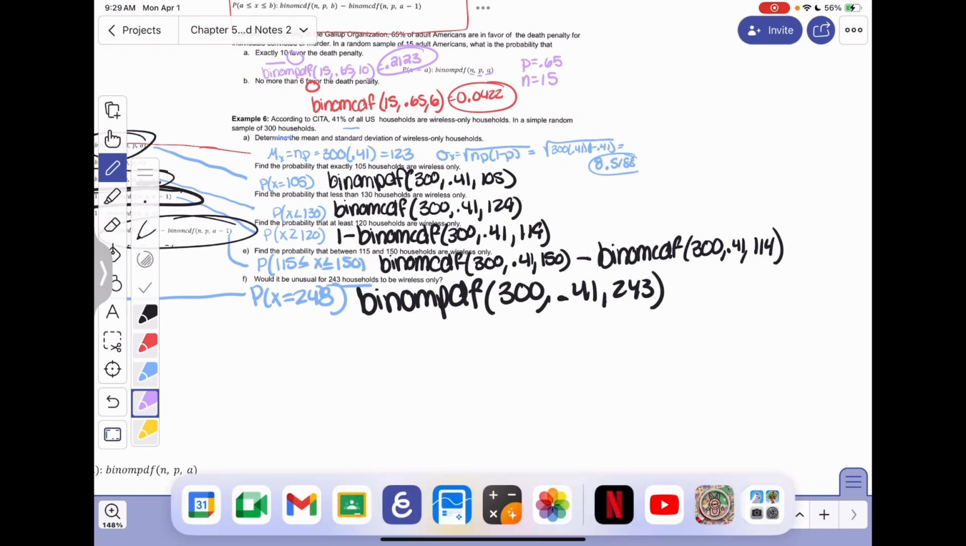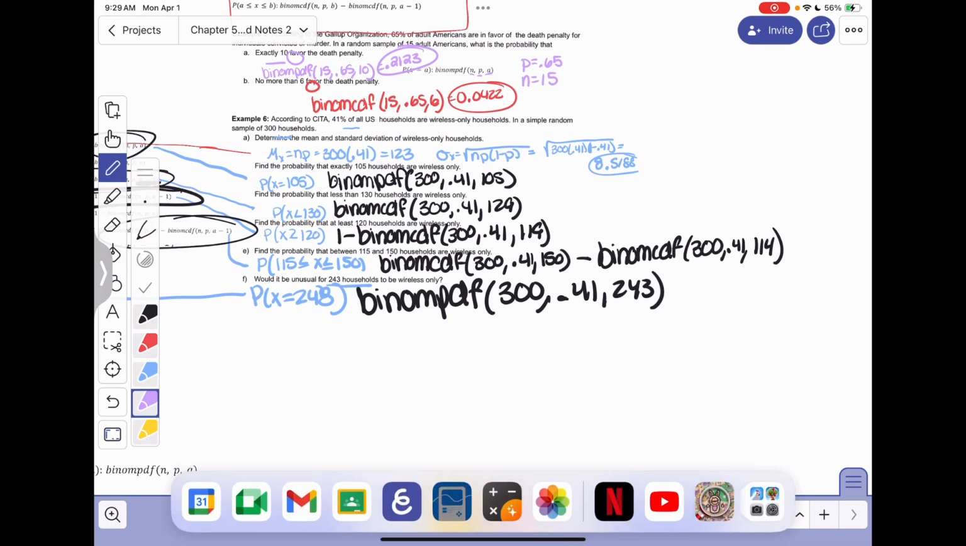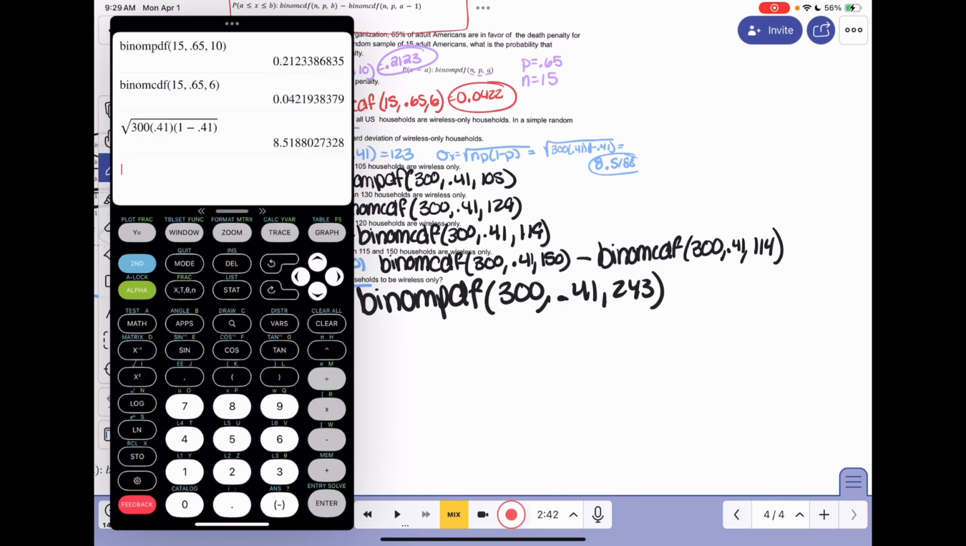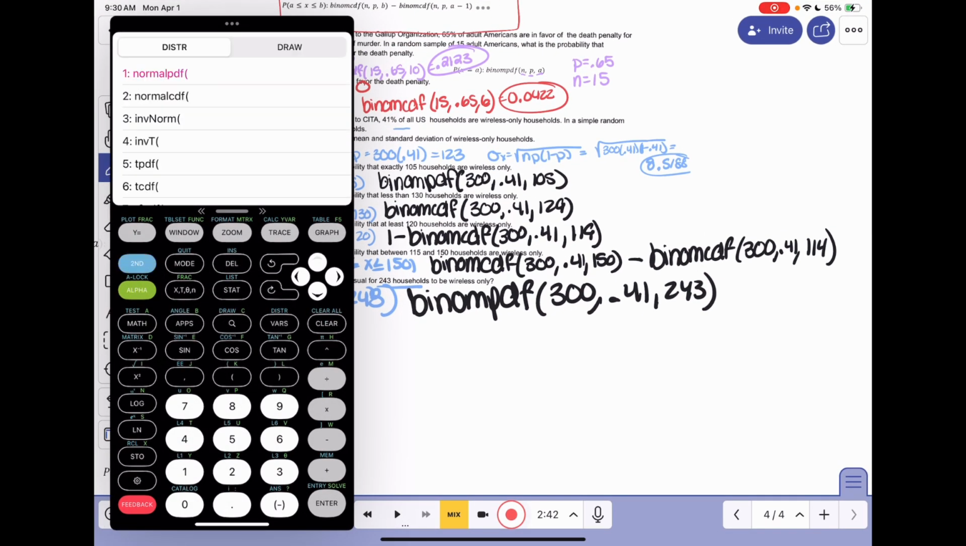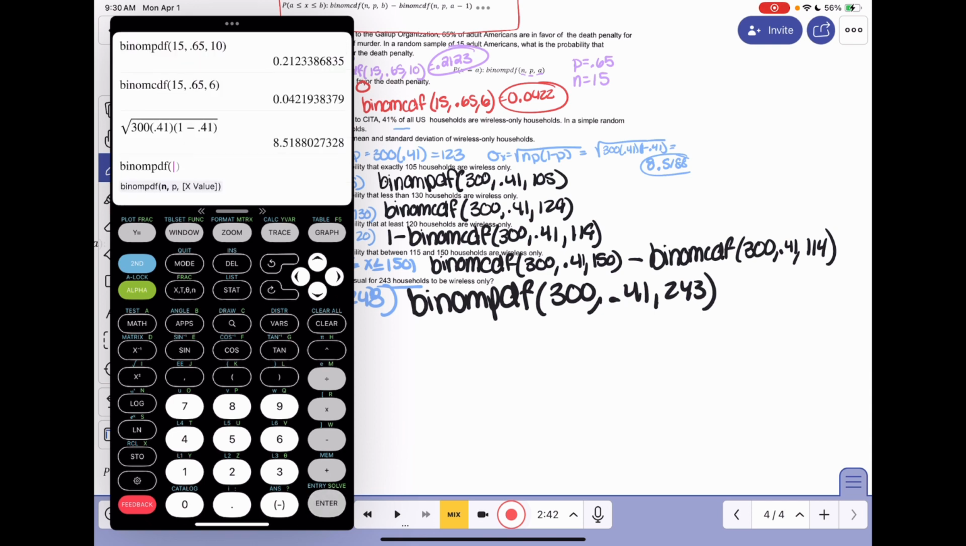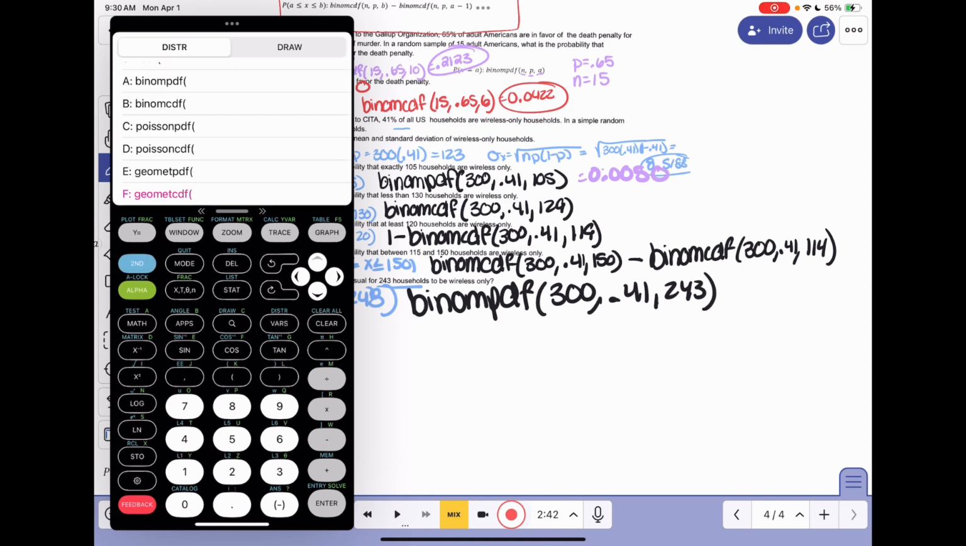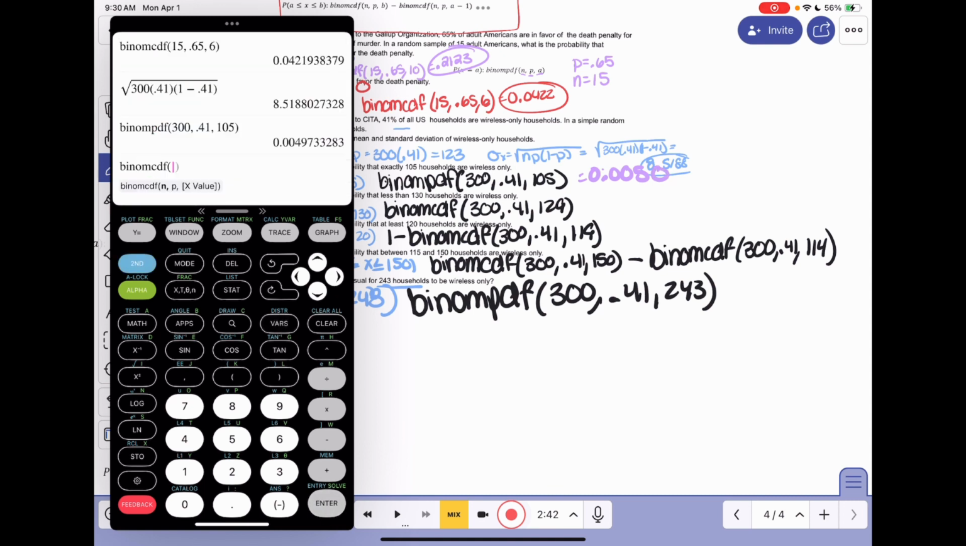So if I do that, come on. Here we go. Second vars. Binomial PDF, 300, 0.41, 105. We get 0.0050. Then we do CDF, 300, 0.41, 129, 0.7777.